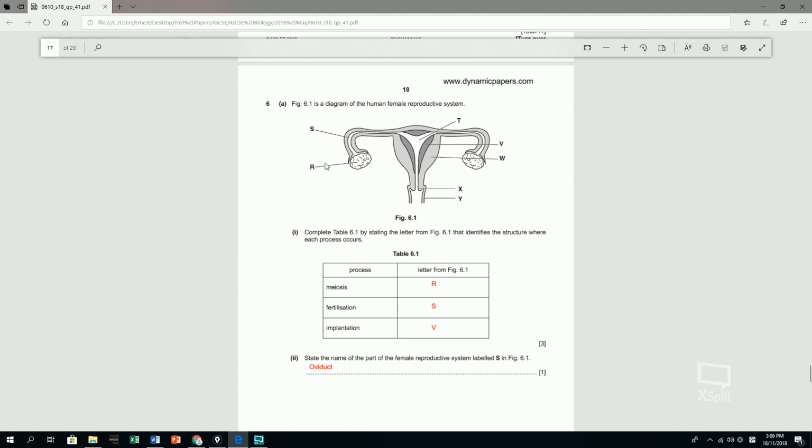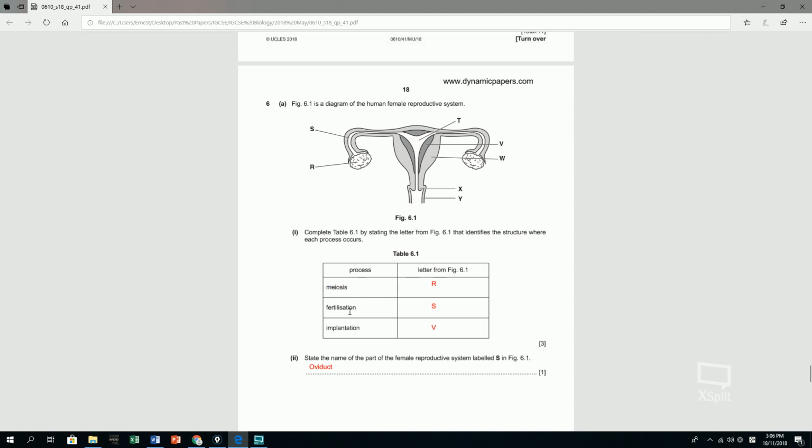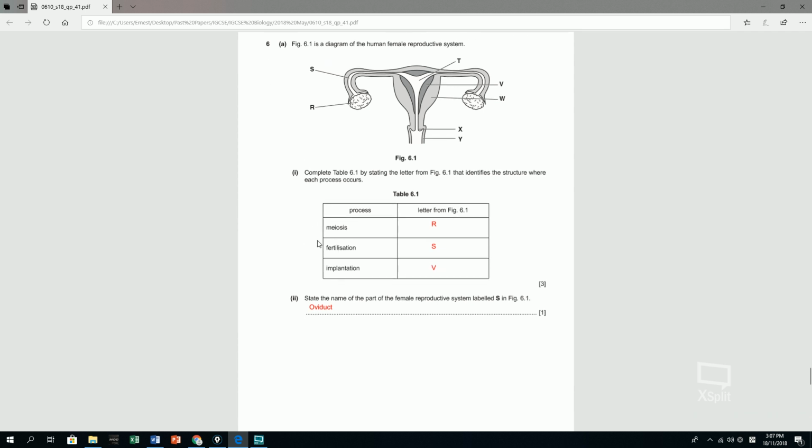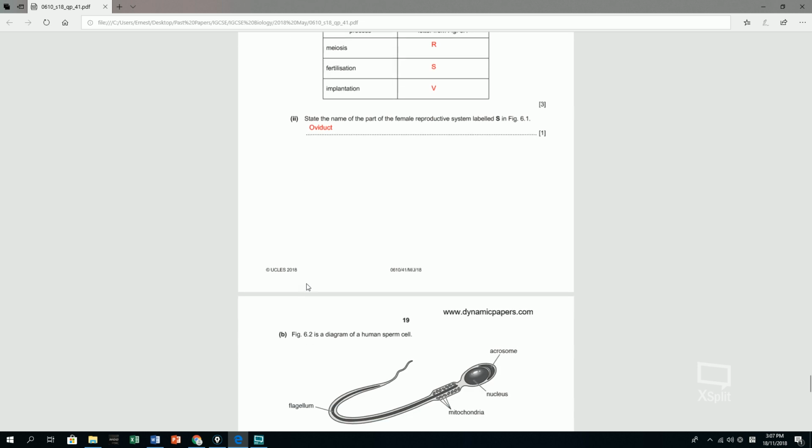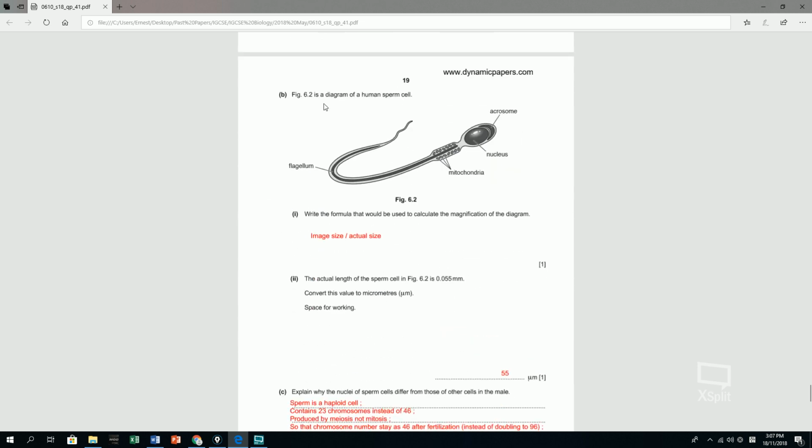So this question here is clearly about sexual reproduction. Simple table here, getting you to tell them where meiosis happens, which is in the ovaries, because the ovaries produce egg cells. Fertilization happens in the oviduct, which is S, and the implantation happens in the uterus lining, which is V. We've already named S, which is the oviduct, and that's the site for fertilization. And here is a diagram of a sperm cell.